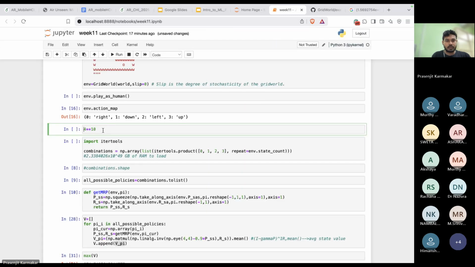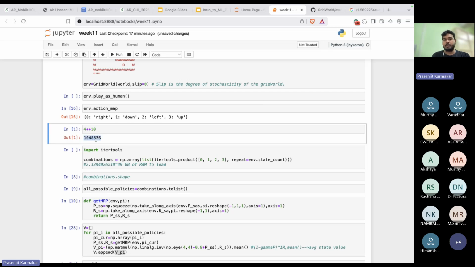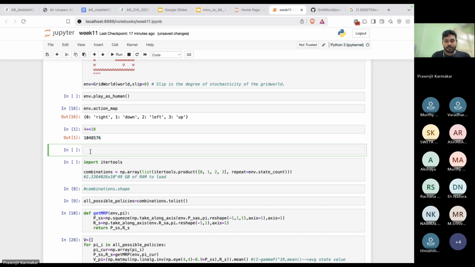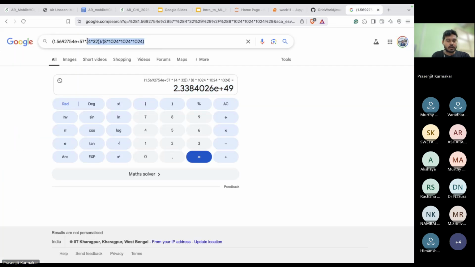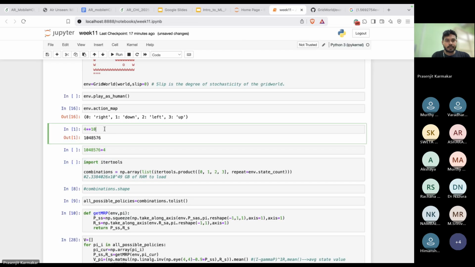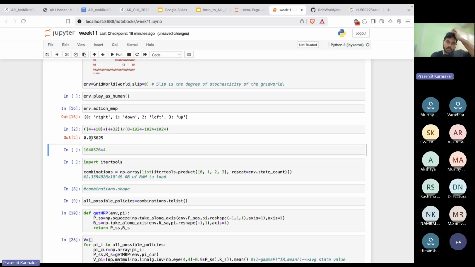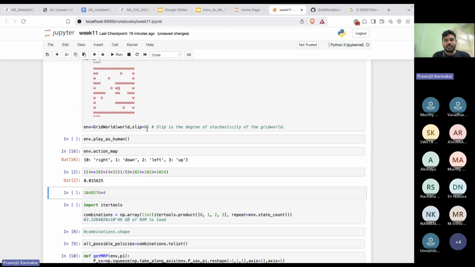4 to the power 10, it's this much. And how much would I need to store, times 4? Let's just copy it from here. So we can do it for 10 states at least. For 10 states we can store it within 0.01 GB, so we can easily get all the combinations and see.